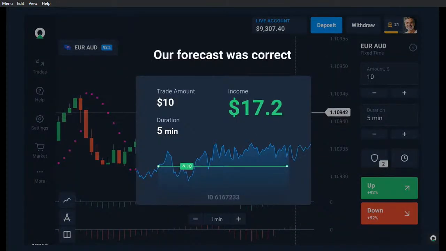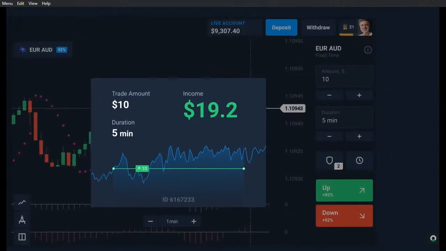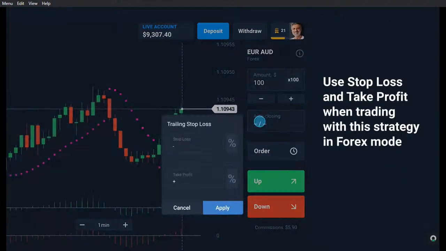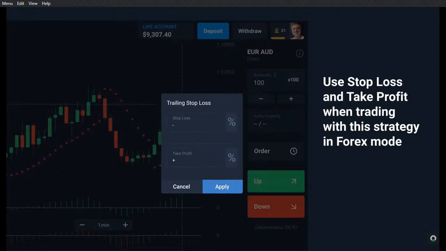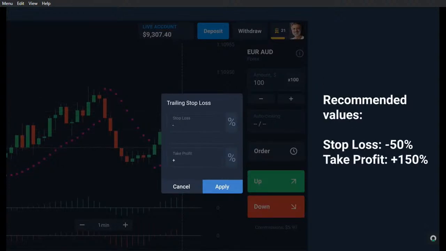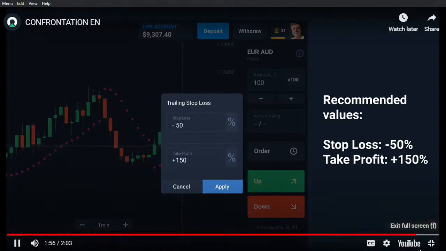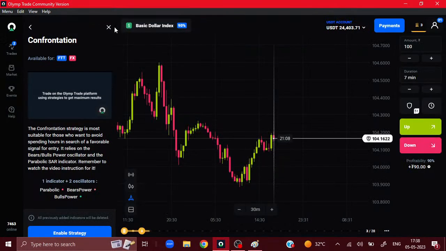Our forecast was correct. Use stop loss and take profit orders when trading with the confrontation strategy in Forex mode to adjust your trades more accurately. We recommend that the stop loss is set to 50% of the trade amount, while the take profit is set to 150% of the trade amount. Trade on the OLYMP TRADE platform using strategies to get maximum.